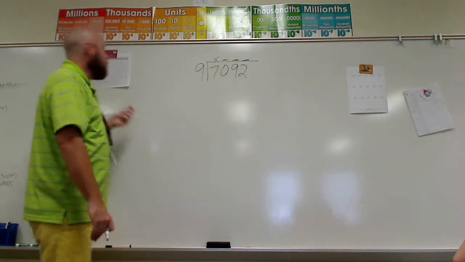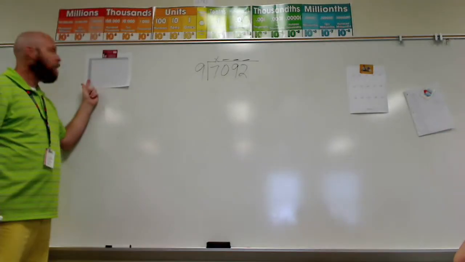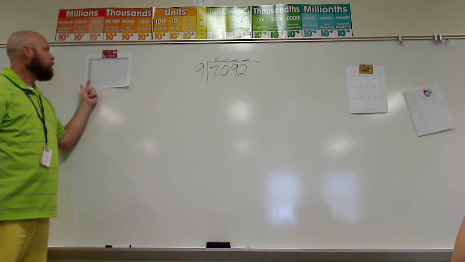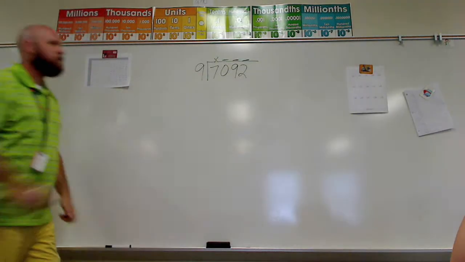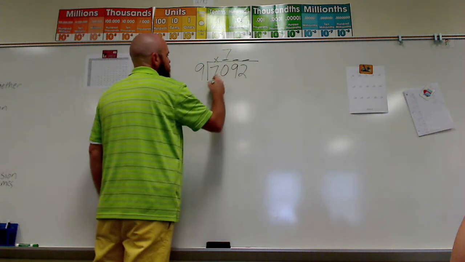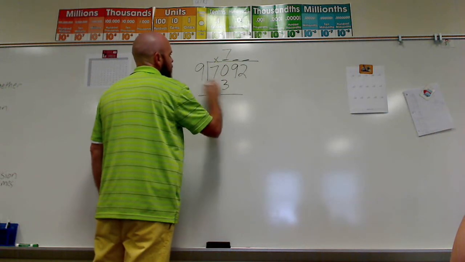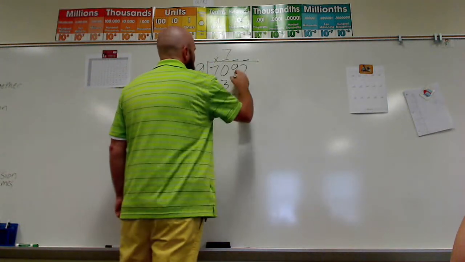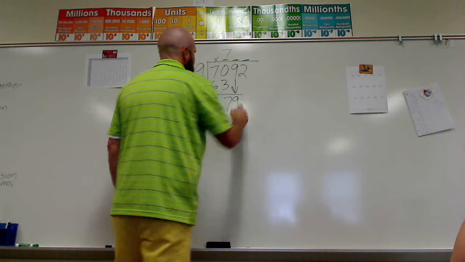I don't know. So I go back and I look at my 9 row. I go down the 9 row or across the 9 row until I find the number closest to 70 without going over, and that is 63. So 9 times 7 is 63. 70 minus 63 is 7. I bring down my 9.